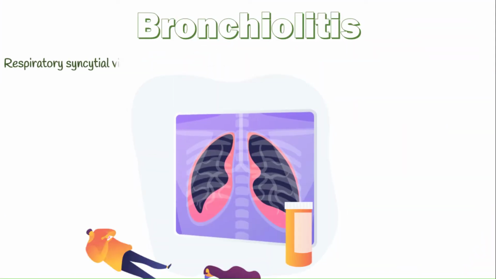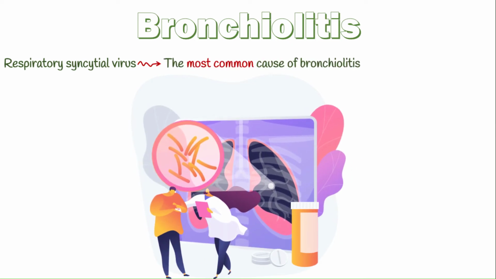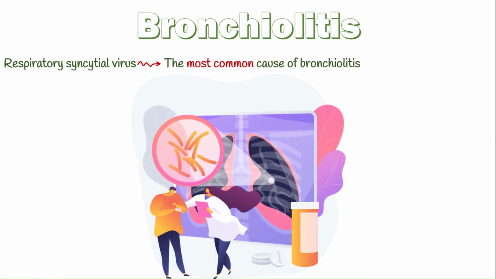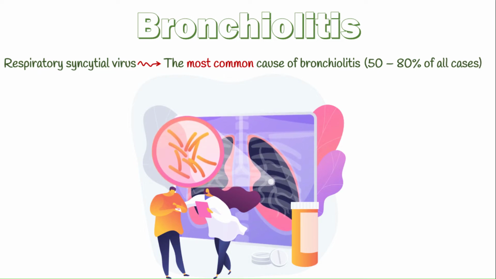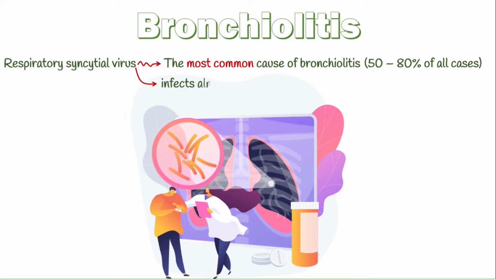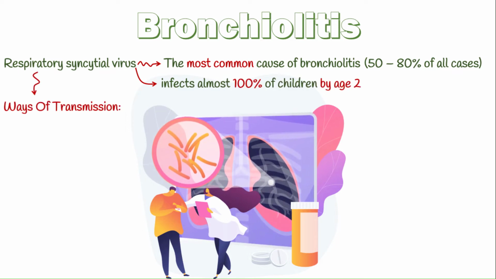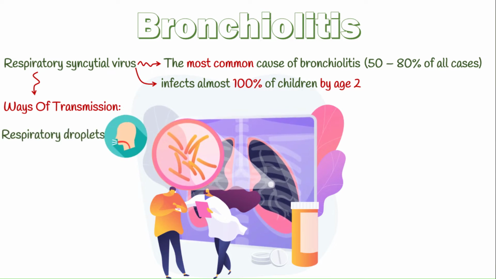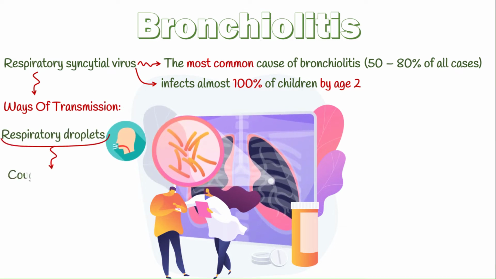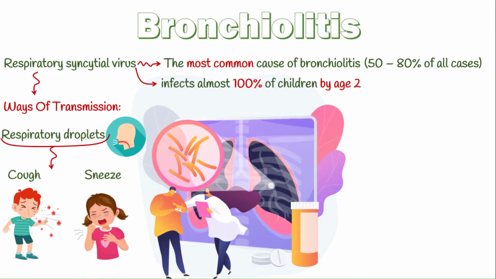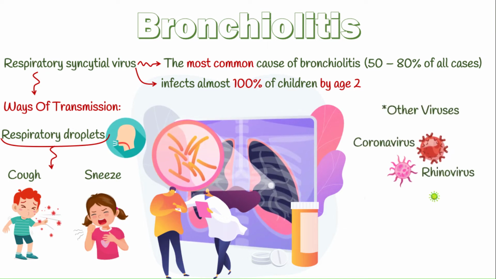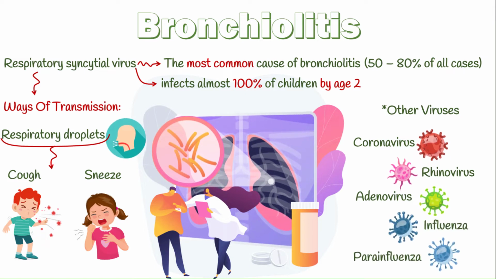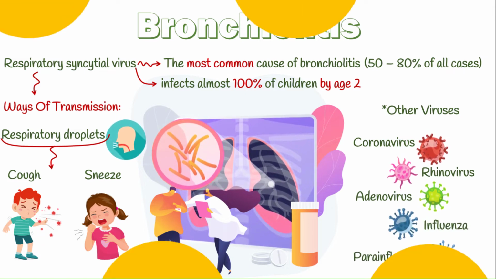Respiratory syncytial virus or RSV is known as the most common cause of bronchiolitis, accounting for nearly 50 to 80% of all cases. The virus is extremely contagious, infecting almost 100% of children by age 2. RSV spreads among children through contact with droplets from the nose and throat of infected people when they cough or sneeze. In addition to RSV, many other viruses such as coronavirus, rhinovirus, adenovirus, influenza and parainfluenza can cause bronchiolitis as well.